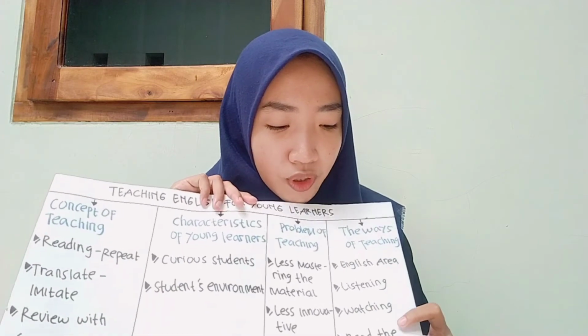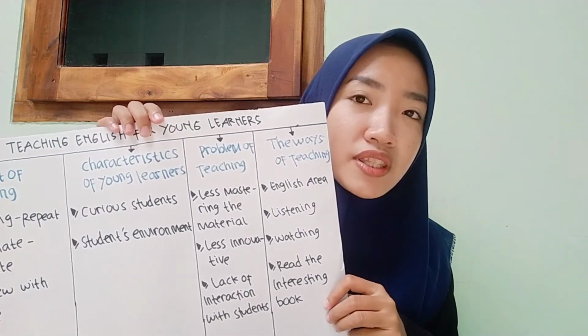Okay, and the next point is reading interesting books. As we know, if we want to teach in elementary school, we may try to read books. What is an interesting book? A book with drawings, or cartoons inside the book that use the English language and others. So they will be spirited to study. They will be spirited to read the book that we give to them.